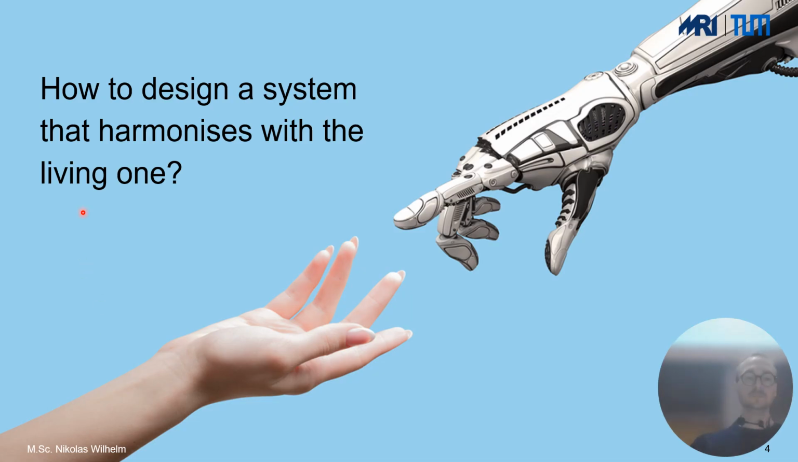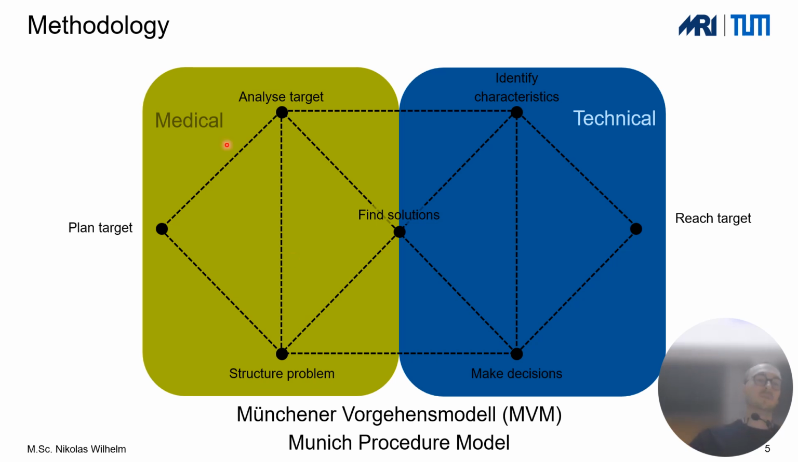Okay, so the main question of today is how do we design a system that is capable of harmonizing with the living system as well. For that, we will be focusing on one particular part of methodology. I guess you are already a bit familiar with it, but we're just going to take a look at the Münchner Vorgehensmodell, or Munich procedure model, from the medical point of view.